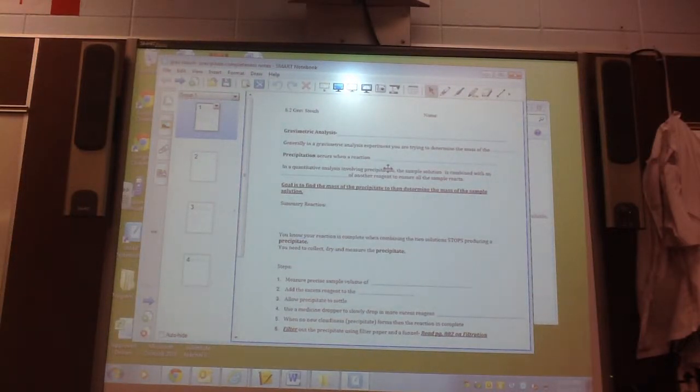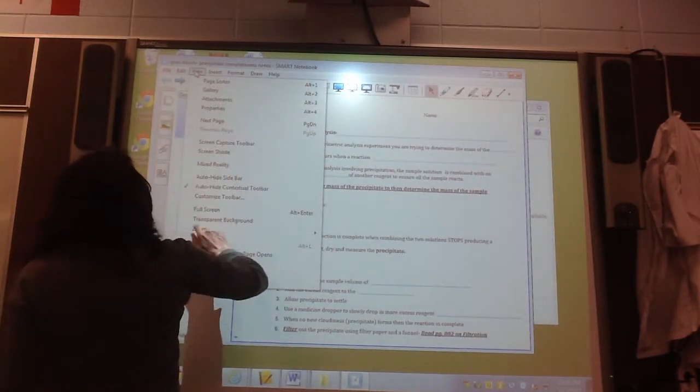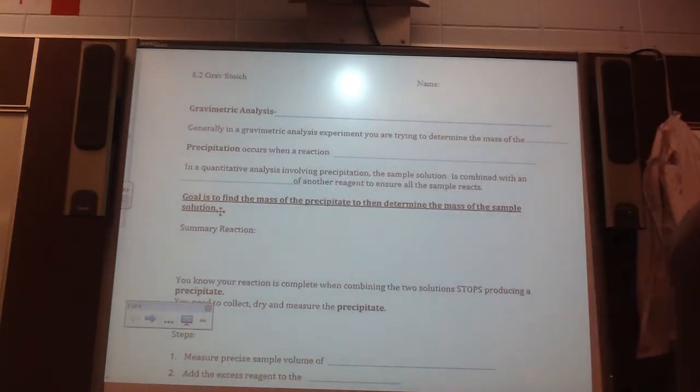uses stoichiometric calculations from a measured mass of a reagent. Okay, did you get all that? Measured mass of a reagent.